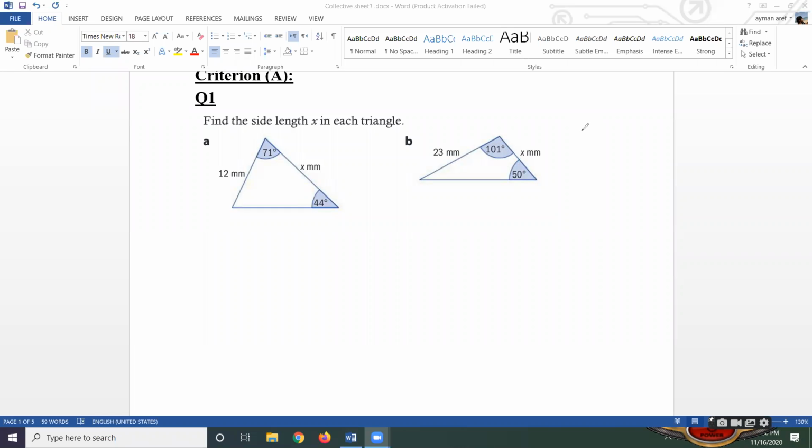Today we will be talking about trigonometry. We will talk about trigonometric ratios and angles of elevation and depression. We will solve lots of different questions.